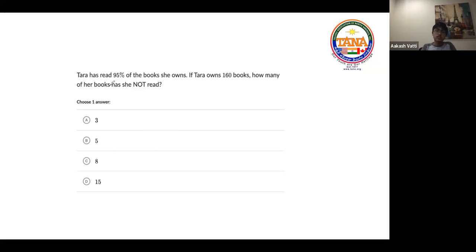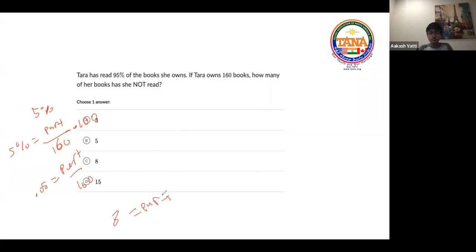You need the percentage that she has not read, which is 5%, because 100 minus 95 is 5%. And you can set 5% equal to the part, which is the percent that she has not read, over 160, because that's the total number of books, times 100. This is the formula that I was talking about in the first couple of slides, I believe. And from here, it's just algebra. First you divide by 100 on both sides. You get 0.05 equals part over 160. Then you multiply by 160 on both sides to get 8. 5% of 160 is 8, which equals the part. And so therefore the answer is C.